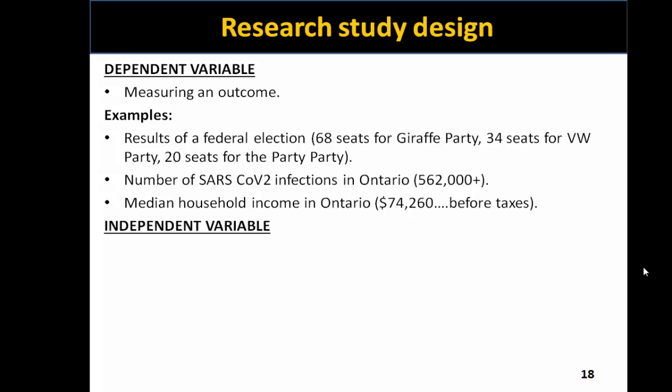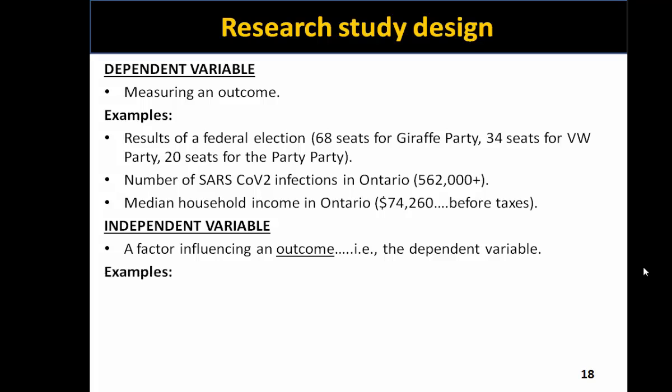Now, the dependent variable, the value of that number, the magnitude of that number, will depend upon the independent variable. And so this is a factor that influences the outcome. That outcome is the dependent variable. So one way to remember this, when you hear the term dependent variable, it's a variable that depends on something else. The thing it depends upon is the variable that's independent. And that's really what inferential statistics are all about.